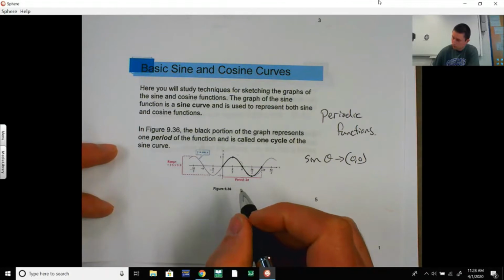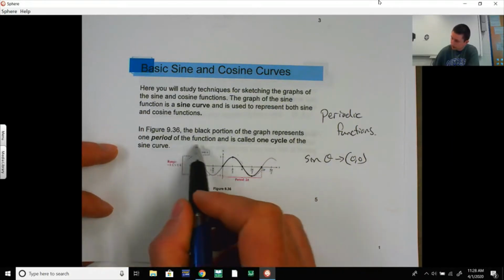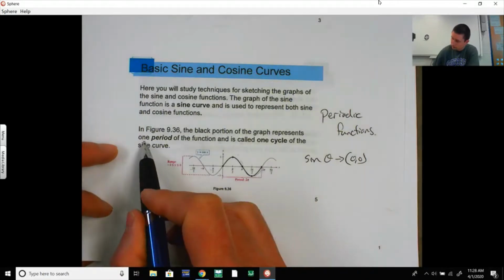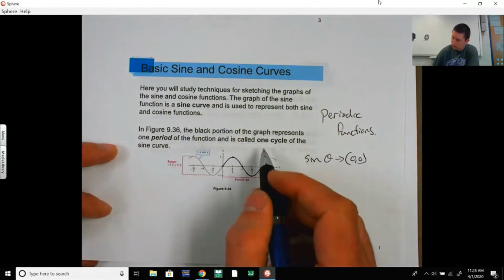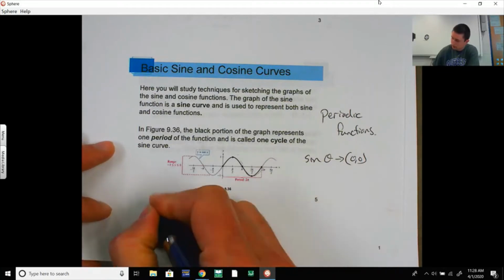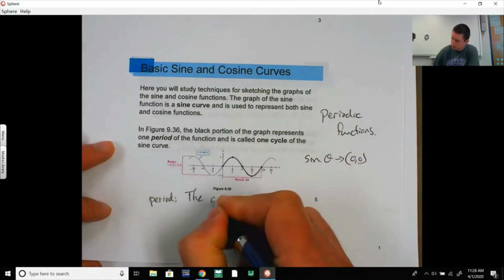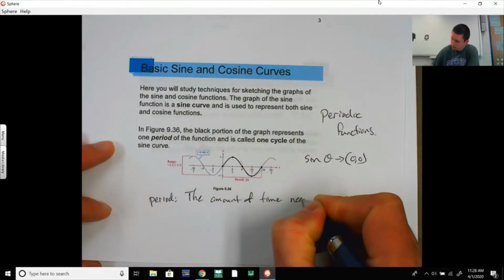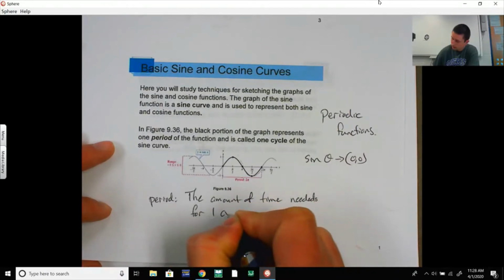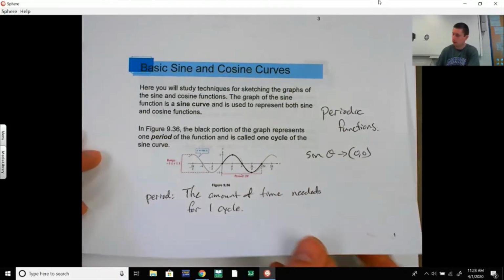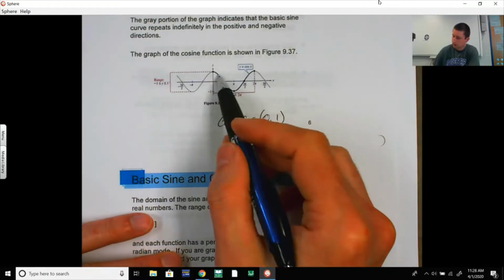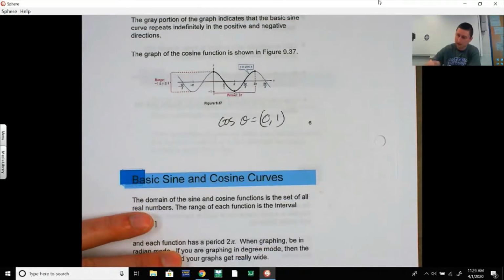The time for one period of the function is called one cycle of the sine graph. So the black portion of the graph represents one period of the function, and it's called one cycle of the sine curve. So period is the amount of time needed for one cycle. For cosine, again, the period is 2 pi. You need 2 pi units of time for one cycle. It starts high, drops all the way down, then goes back up.